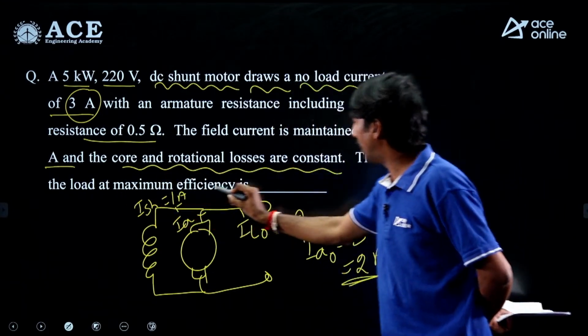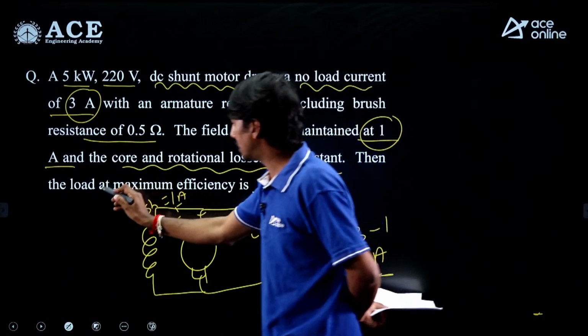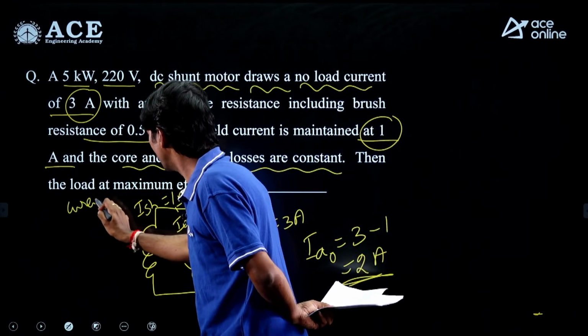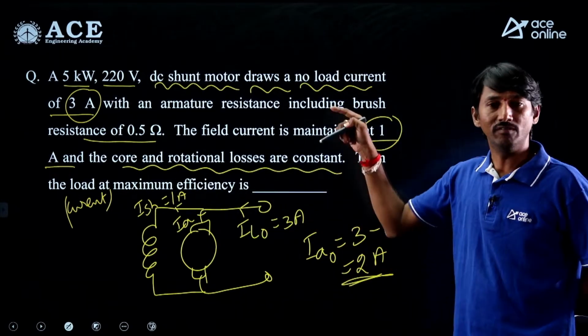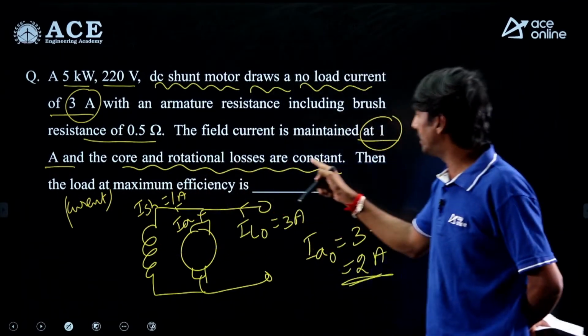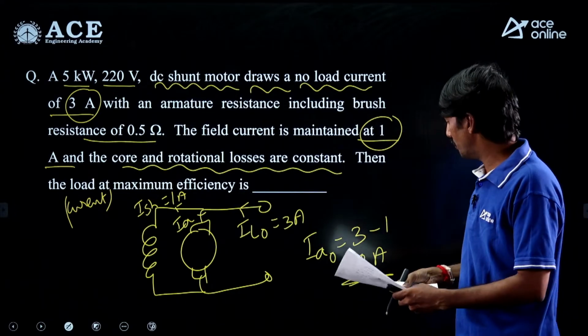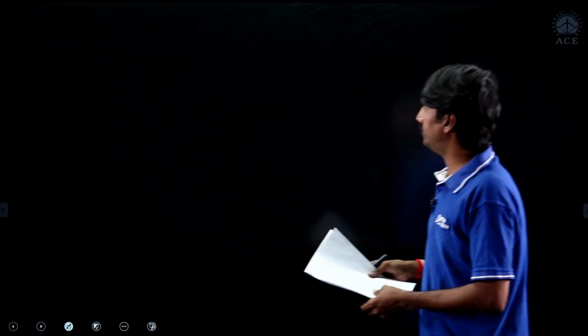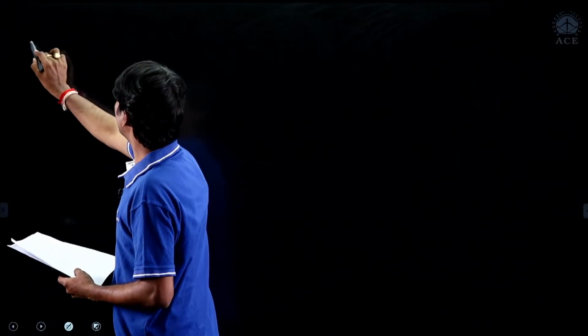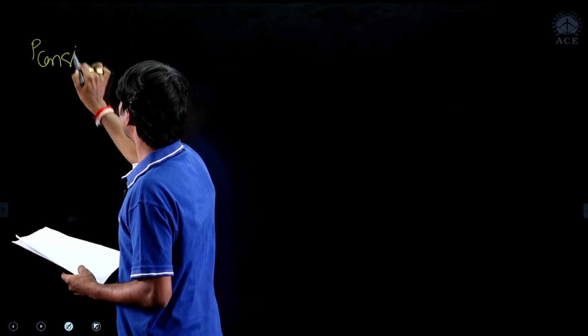The load at maximum efficiency. Then the load actually is load current. Load current at maximum efficiency. Under loading conditions, we need to get the current, and that too under maximum efficiency condition. Now, for this, how to proceed here? How to proceed? Sir, from this, what are the constant losses?